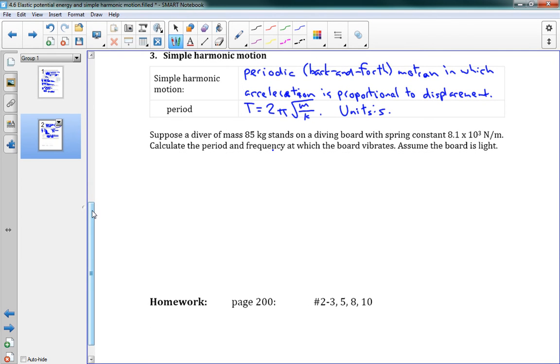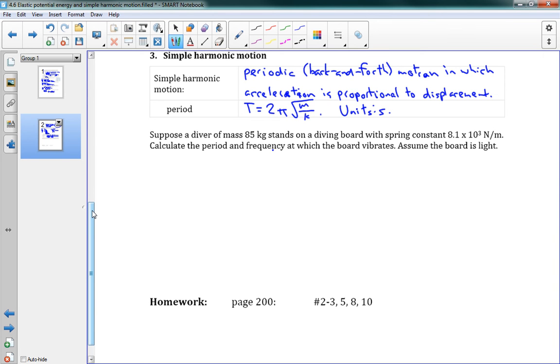So we'll see one problem here. It says, suppose a diver of mass 85 kilograms stands on a diving board with spring constant 8.1 times 10 to the 3 newtons per meter. We want to calculate the period and frequency at which the board vibrates. Assume the board is light. By that I mean just that it has no weight. We can ignore the weight of the diving board here.